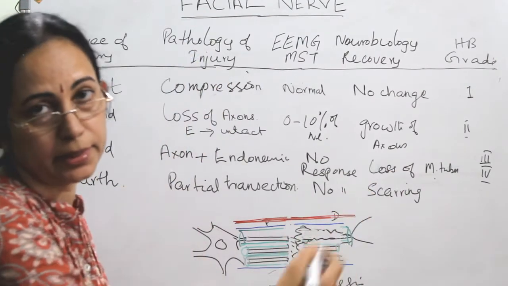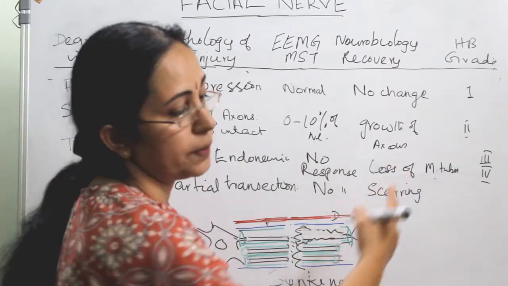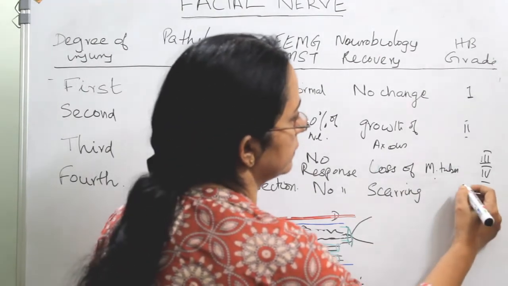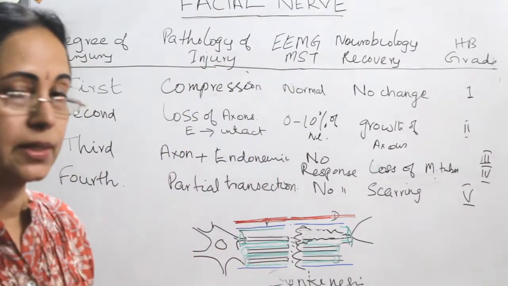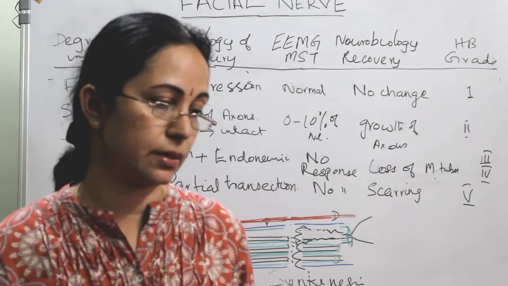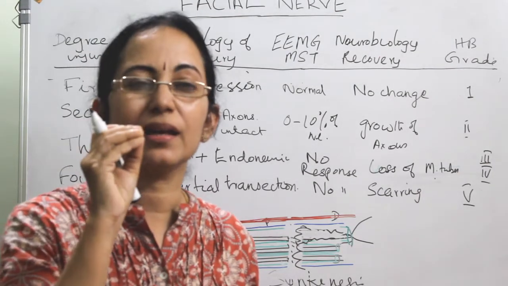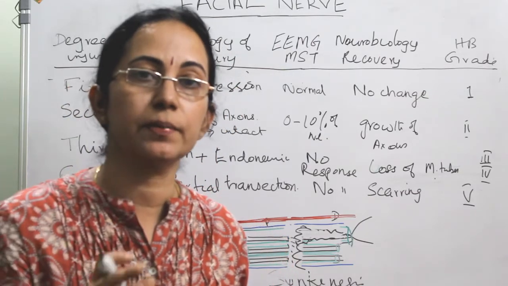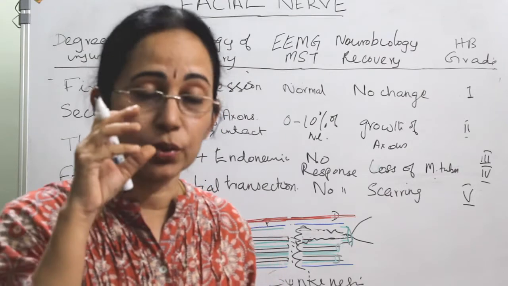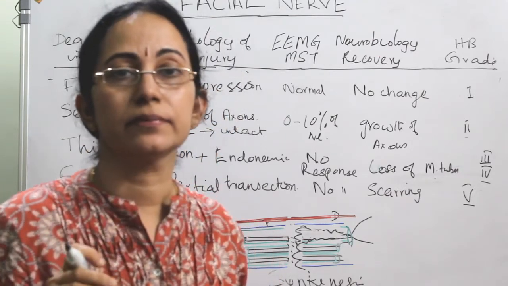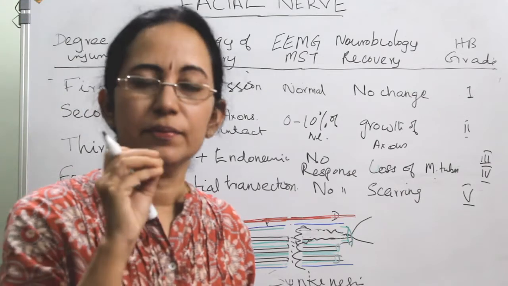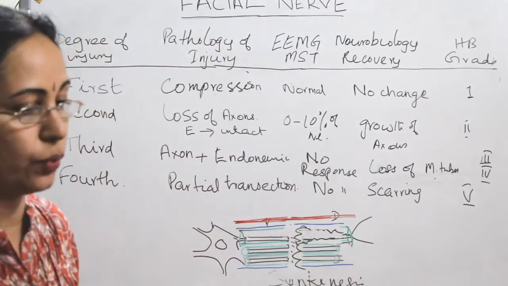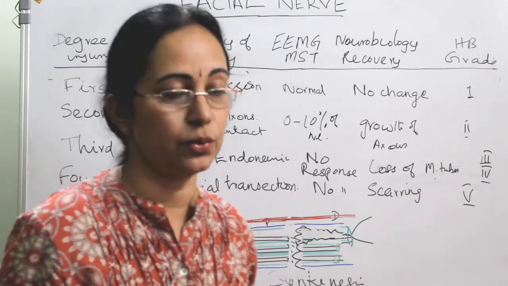And scarring and impaired regeneration. And what will be the House-Brackmann grading? It will be grade 4. What is that? That is severe dysfunction and motion is barely perceptible. Okay, the motion of the muscles will be barely perceptible; you can see a very minimal movement of the facial muscles, right? That is grade 4, that is severe dysfunction, right?